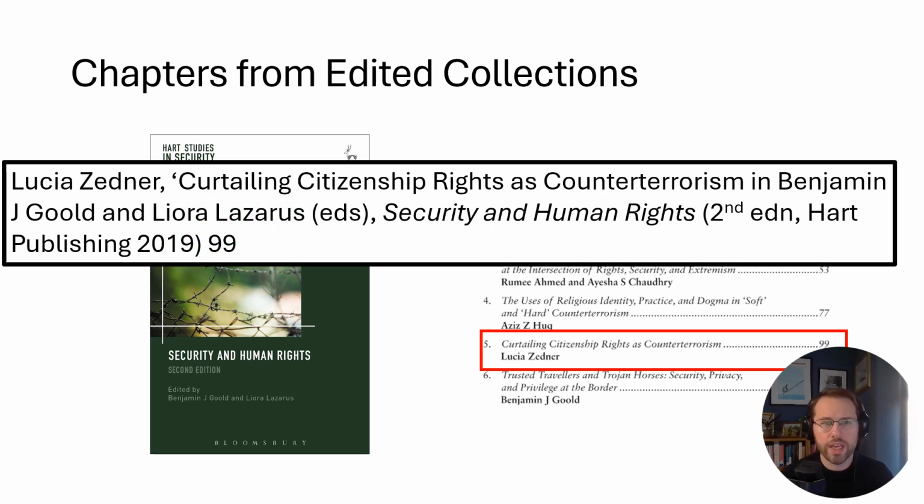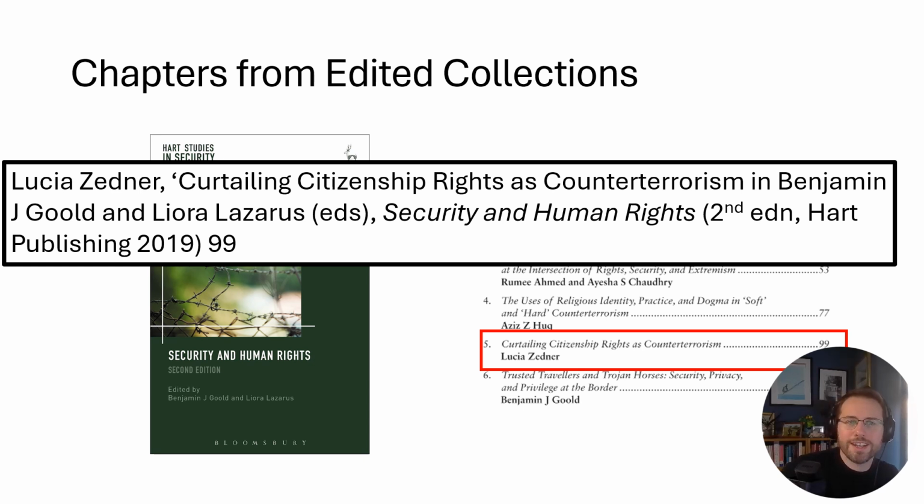Well, we have the author's name at the start here, Lucia Zedner. Then we have the title of her chapter inside single inverted commas, Curtailing Citizenship Rights as Counterterrorism. And then we have the editors, so Benjamin J. Gold and Leora Lazarus, brackets eds to demonstrate that we're looking for editors. Then the title of the book in italics, Security and Human Rights. Then it's the second edition, Hart Publishing, 2019, and it starts at page 99.